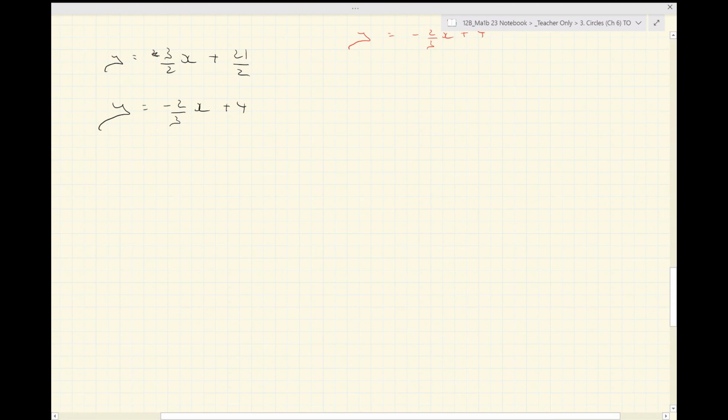So I've got y equals this and y equals that, so this equals that. Okay, I'm going to multiply everything by 6. So that's going to give me 9x plus 63 equals minus 4x plus 24. Okay, plus 4x to both sides, 13x equals, minus 63 from both sides, minus 39. So x is minus 3.